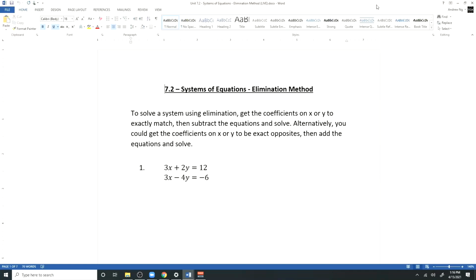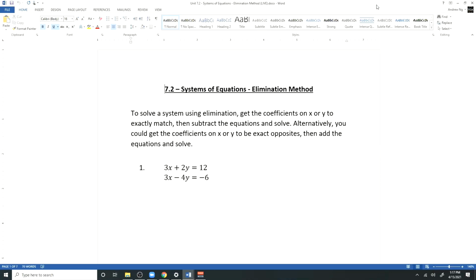In the last section, 7.1, we talked about the substitution method, and for that we needed to get either x or y or whatever variables we're working with by itself so that we could see what it's equal to. Once we saw what it was equal to, we could substitute for that variable in another equation, getting rid of one of the variables and solving for what's left. Well, here we're going to talk about the elimination method.